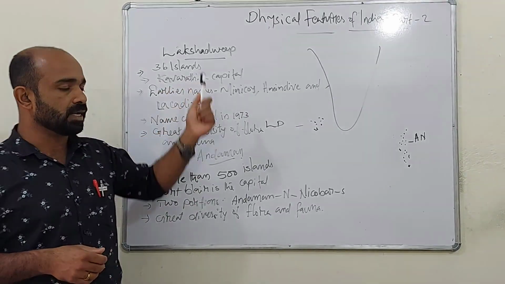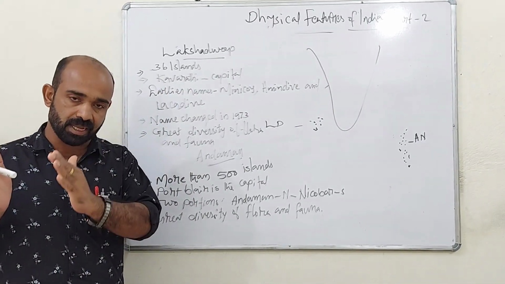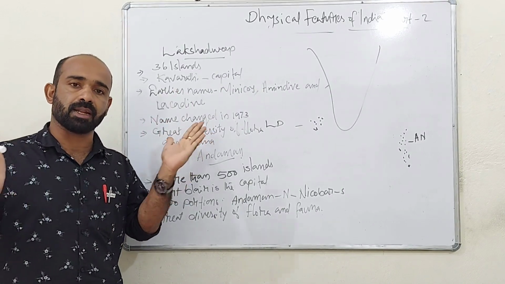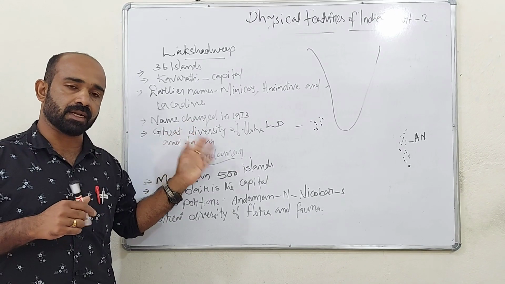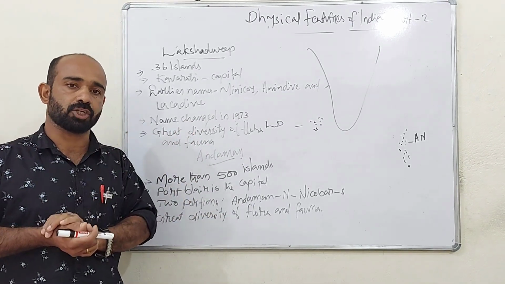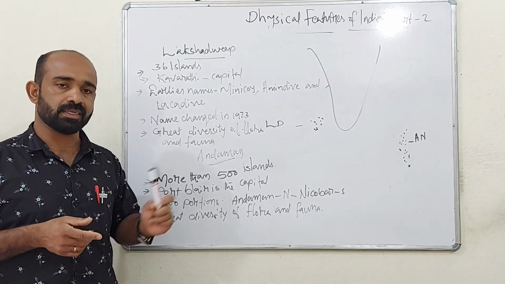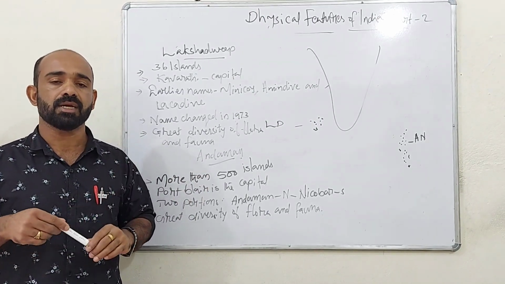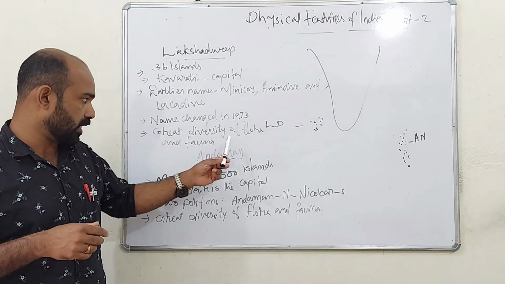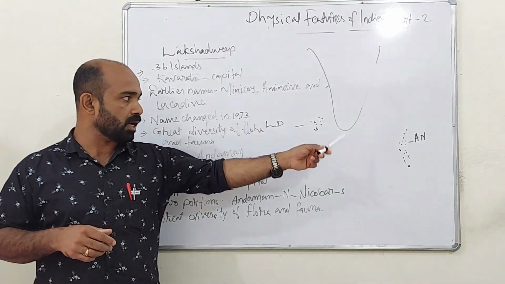So 36 islands are there, and Kavaratti is the capital. Earlier names were Minikoi, Amindiv and Lekkadeep. And in 1973 the name Lakshadweep was given. And this region has great variety of flora and fauna, and people are living satisfactory, comfortable and peaceful lives here.